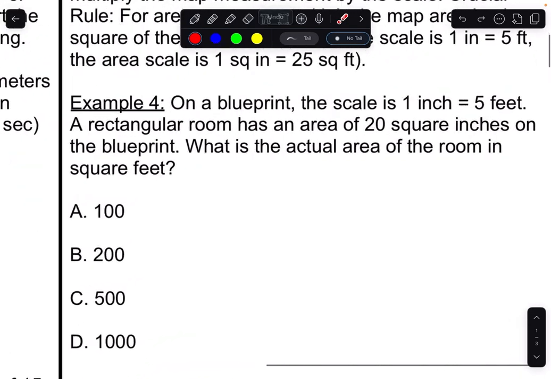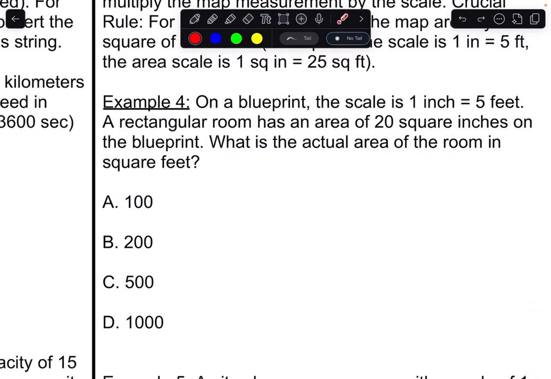Okay, we have a scale that is 1 inch equals 5 feet. A room has an area of 20 square inches on a blueprint. What is the area of the room in square feet? So kind of like we did earlier, let's start off with what we know. We know 1 inch is equal to 5 feet. We want to end up with the area in square feet. Well, it would help if we know the area in square inches, because then we can work from there.